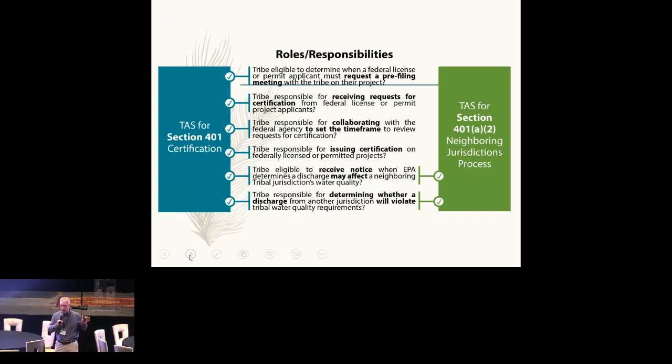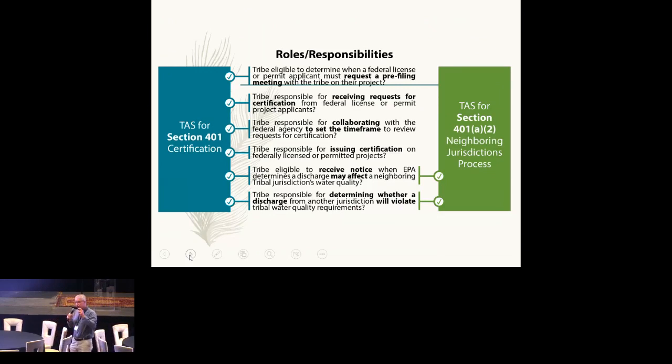The statutory Clean Water Act says that the maximum time is 1 year. So the 6 months is sort of the in-between point of the maximum time allowed. And then once that reasonable period of time is set, your next responsibility is to issue a certification decision. And typically you can certify it with conditions, you can waive it, or you can deny it.